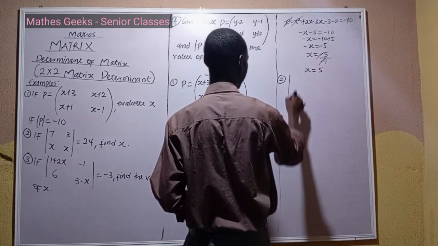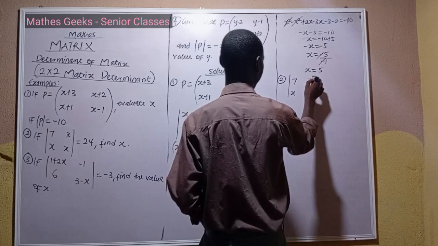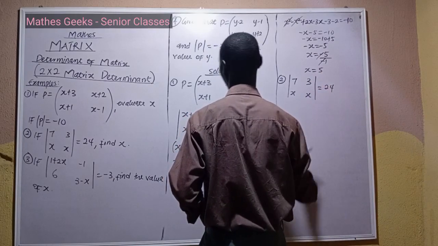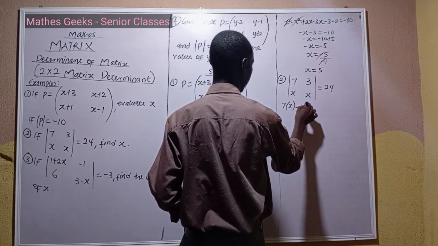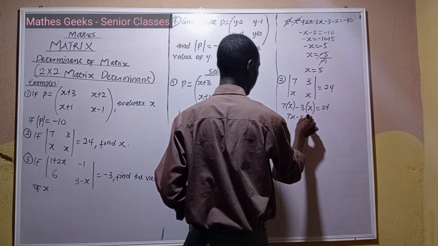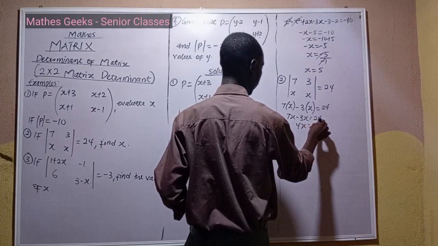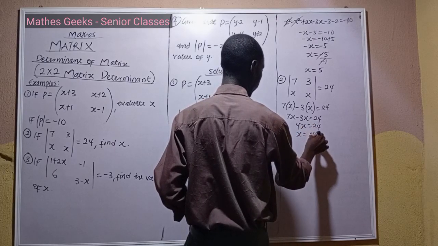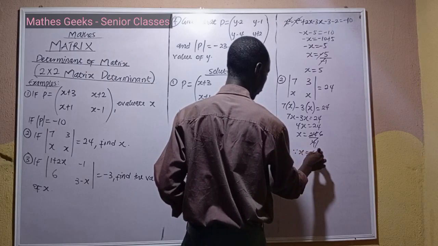If 7x minus 3x is equal to 24, find x. 7 times x minus 3 times x equals 24. 7x minus 3x is 4x, equals 24. So dividing both sides by 4, x equals 24 over 4, and 4 into 24 is 6. Therefore x equals 6.